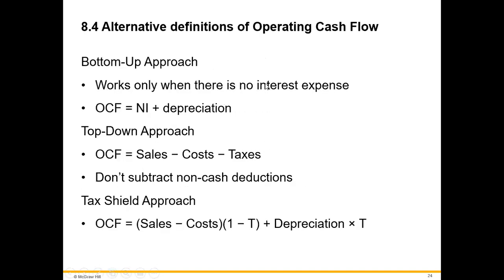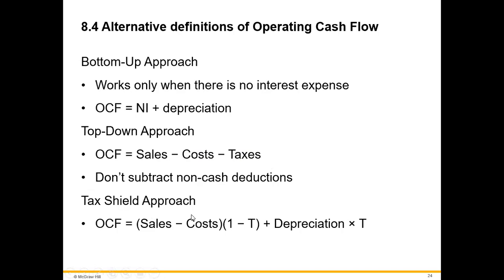When you are determining operating cash flows, there's more than one way. We showed you one: net income plus depreciation. You can do this when there's no interest expense or it remains constant, so it's not going to incrementally change. But there is another top-down approach to determine operating cash flow, which we also did in the last example. Take your sales minus cash-related costs minus taxes. So ignore depreciation or amortization.